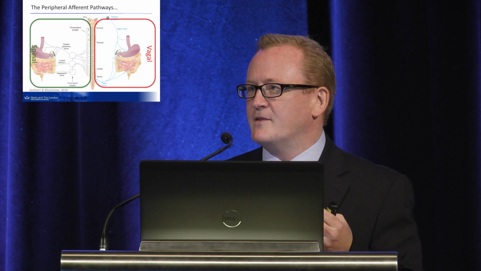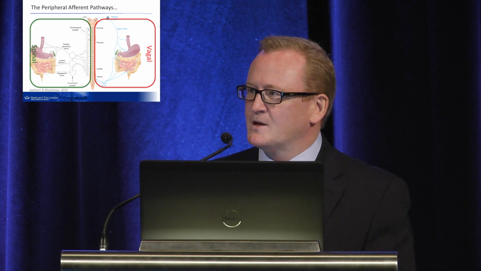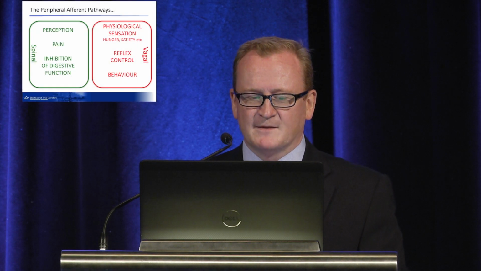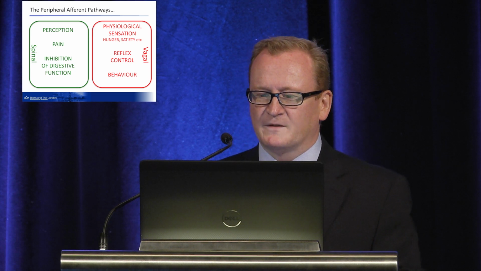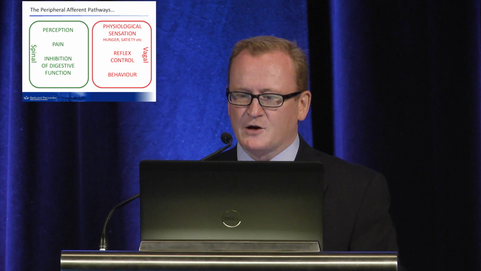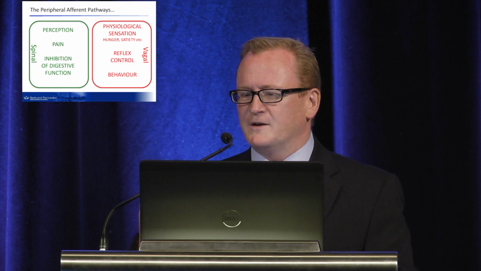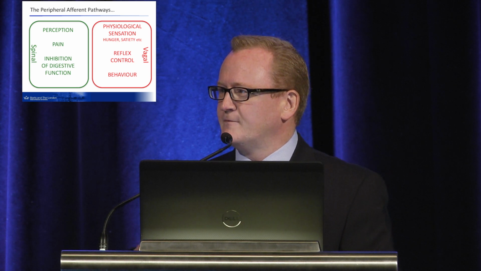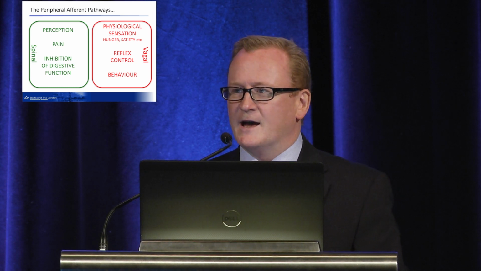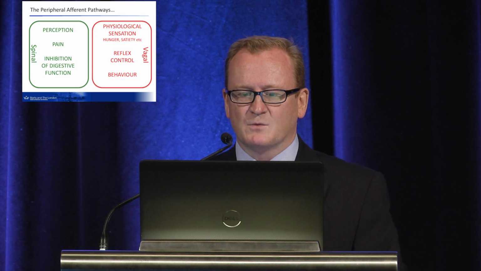So from the gut, these nerves can, broadly speaking, ascend to the brain in one of two ways, either via the sympathetic nervous system or the parasympathetic nervous system. And these two nervous systems have important features. The spinal or sympathetic nervous system is involved in the perception of pain and inhibition of digestive function, so it slows the movements of the bowels down. In contrast, the vagal system is involved in physiological sensations, such as hunger and feeling full, control of motility within the gut, but also can influence behavior and food seeking and so on. So the nerve communication to the brain is actually more than just pain. It's also involved in many other physiological sensations as well.